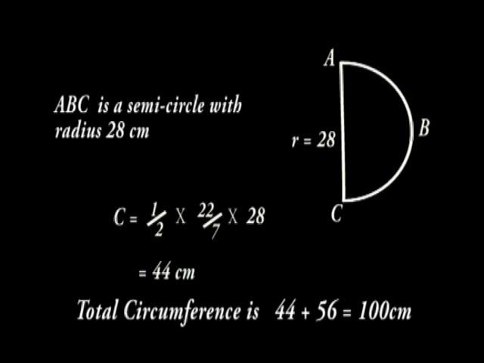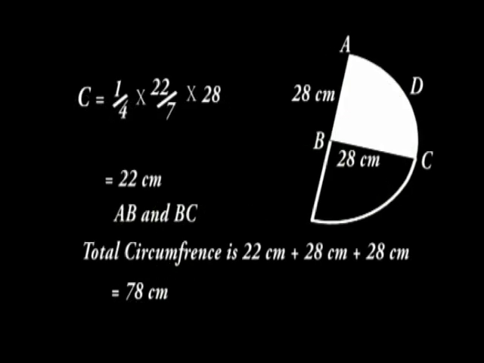If the circle is a quarter with radius 28, circumference is a quarter times 22/7 times 28, which is 22. This is the curved distance ADC. We also have distances AB and BC. Total circumference is 22 plus 28 plus 28, giving us 78.